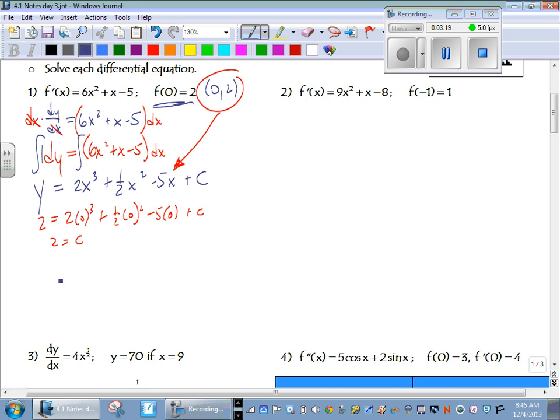So our final equation here, y equals, or we could write f of x equals 2x cubed plus 1/2 x squared minus 5x plus 2. We can put that value back in for c.